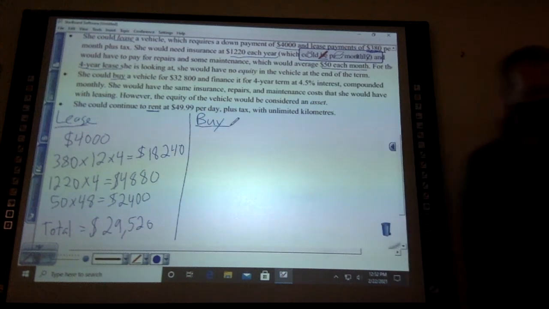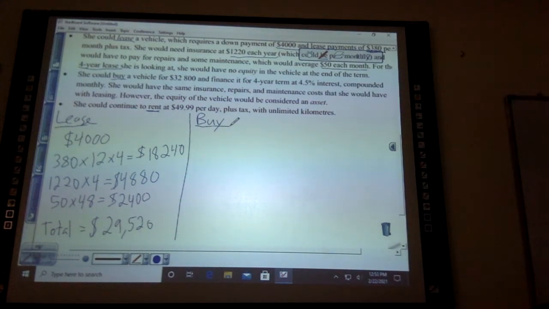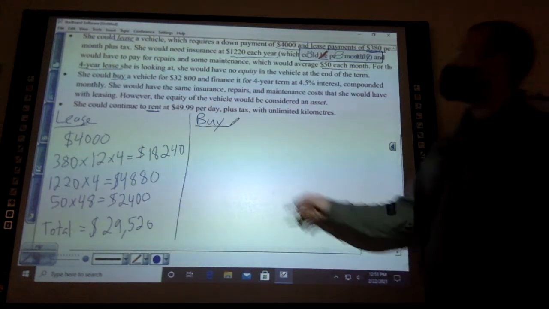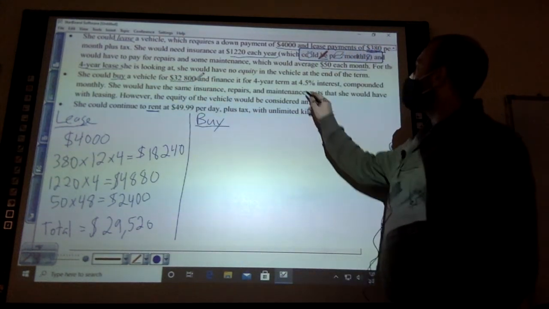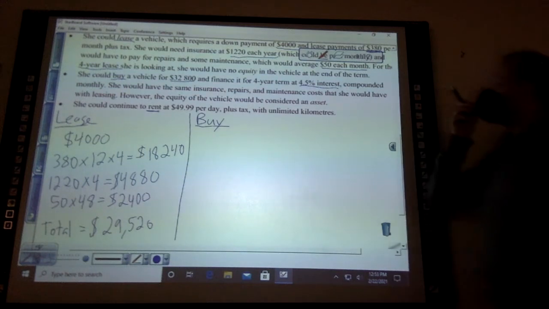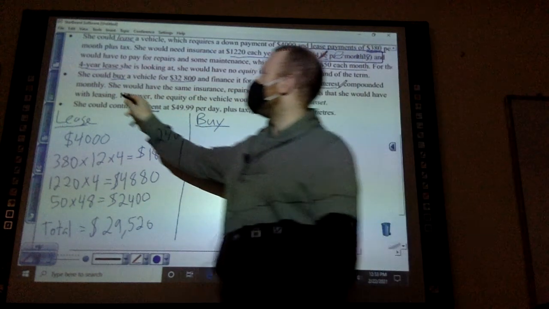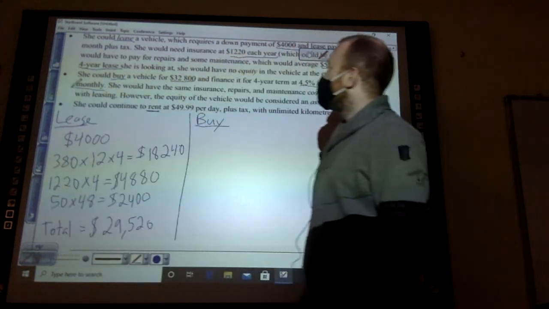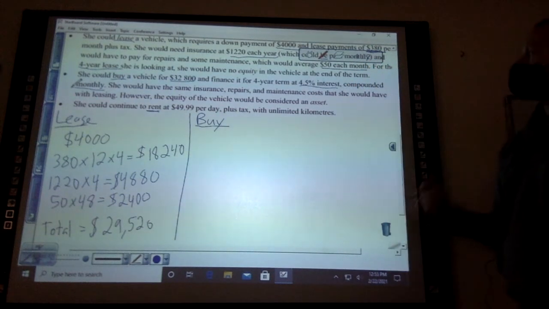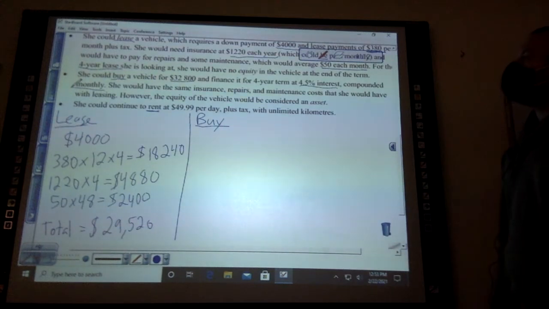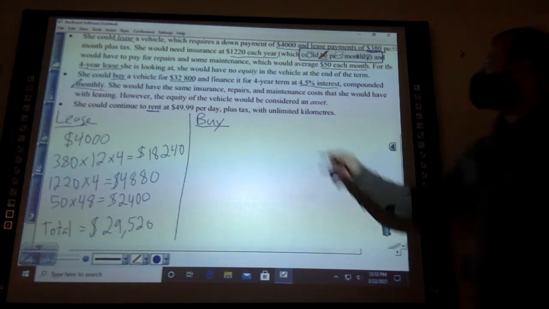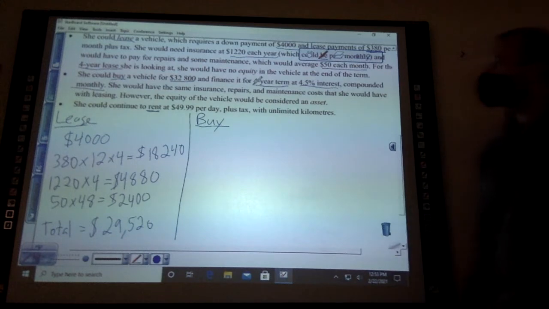Let's look at buying. Oh, actually, this one I think we will use the phone. Let's see. So in order to buy it, here's the original price. So it's a 4-year term. We've got 4.5% interest. This one's compounded monthly. So same insurance, same repairs, same maintenance as all the other ones. Yeah, so it's a 4-year term, so we know the amount of time.